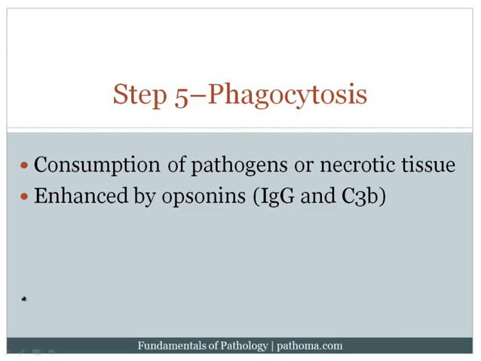But one of the ways by which we can enhance phagocytosis is by opsonins. Opsonins are molecules that the neutrophils can recognize, and when the neutrophils see these molecules, they know that, aha, this is the thing that I'm supposed to eat. So IgG is an opsonin that the neutrophil can recognize and then eat whatever is bound to the IgG. And similarly, another important opsonin is C3b.